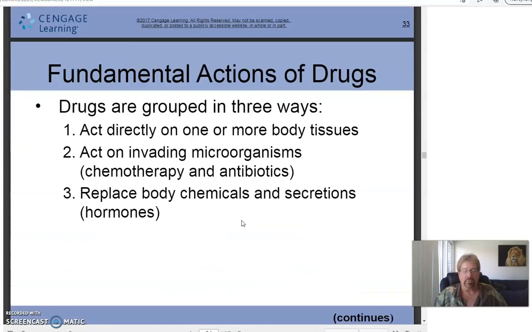I'm about ready to run out of time. Fundamental actions. Drugs are grouped in three ways. Act directly on one or more body tissues. Act on invading microorganisms, like chemotherapy, antibiotics. Replace body chemicals and secretions, like hormones.